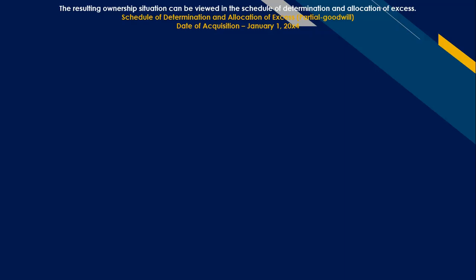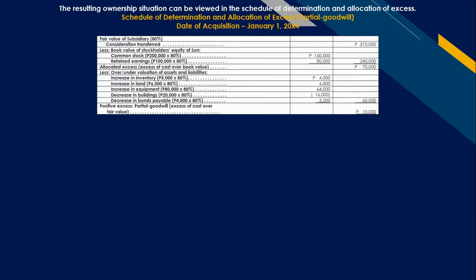Okay, so the resulting ownership situation can be viewed in the schedule of determination and allocation of excess, partial goodwill, date of acquisition, January 1, 20x4. So we have the fair value of the subsidiary, the consideration transferred of 310,000. Book value of stockholders' equity of Sun, common stock, and retained earnings. And we have now the allocated excess, excess of cost over book value.